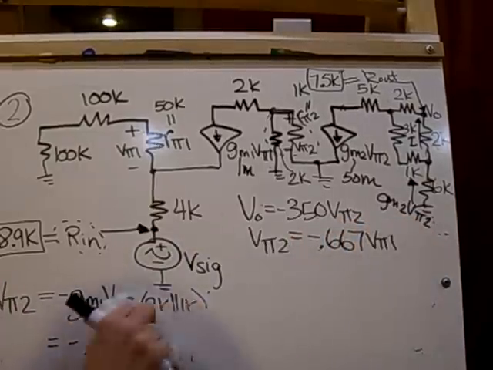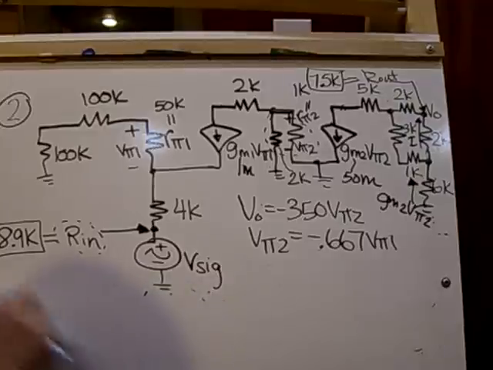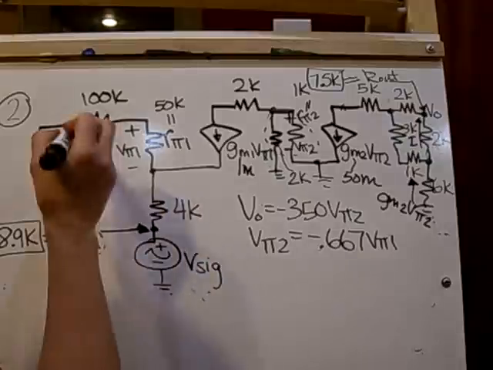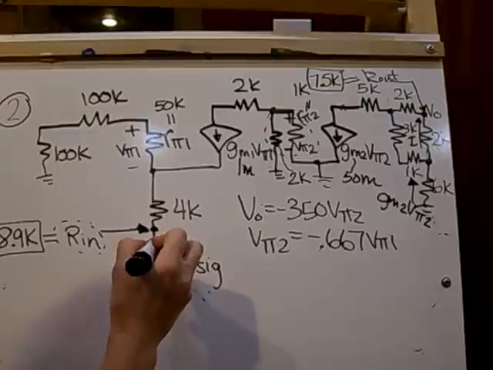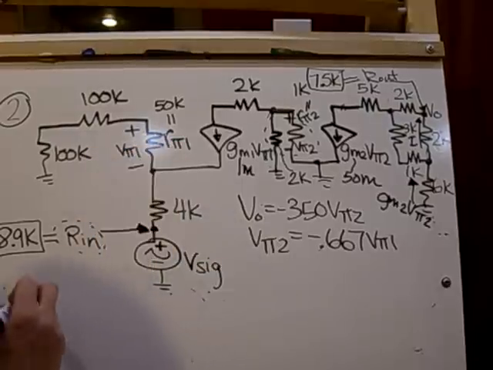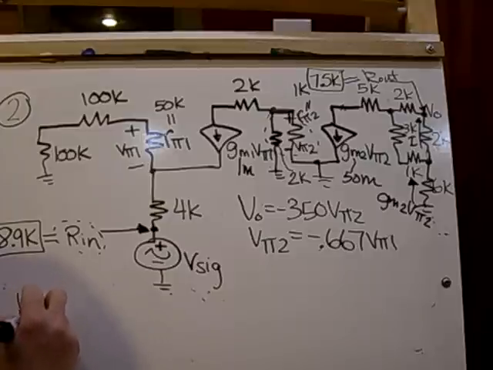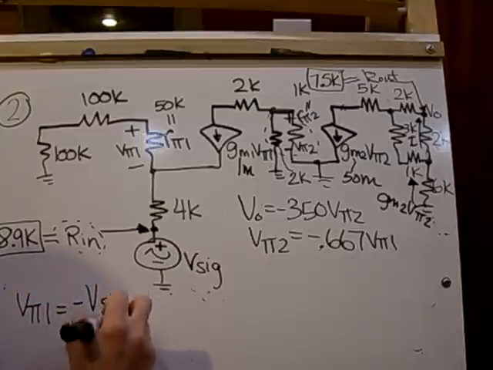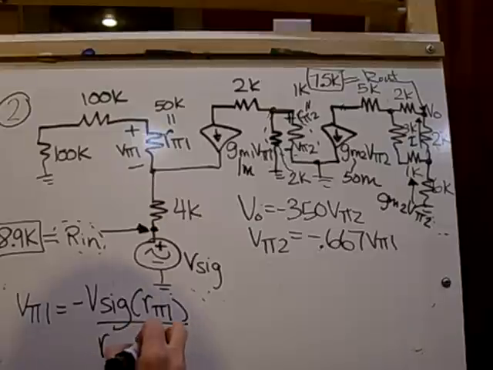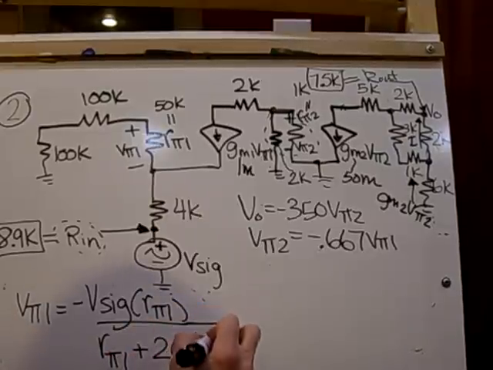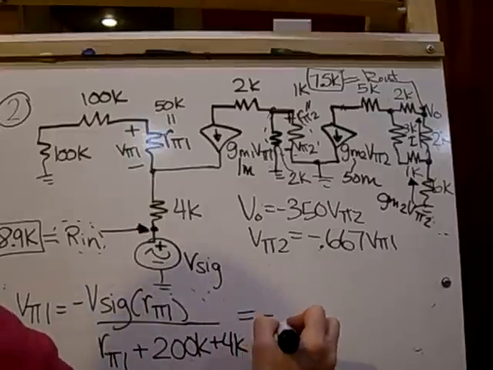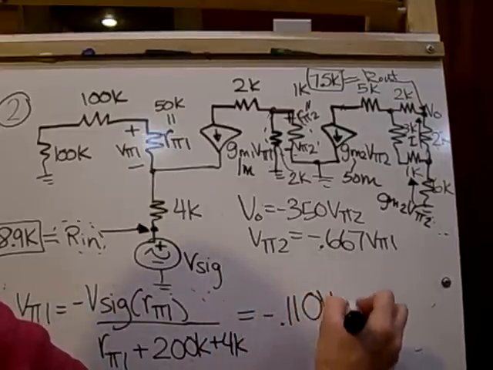So now we need an equation for V pi 1. So looking here, if I use the resistance reflection rule to get rid of this, I can just do a voltage divider. The polarity is going to be opposite, since the positive sign is the closest to the negative. So V pi 1 is going to be a negative V sig times R pi 1 over the summation of all of the resistors. So 200K plus 4K. And minus 0.110 V sig.